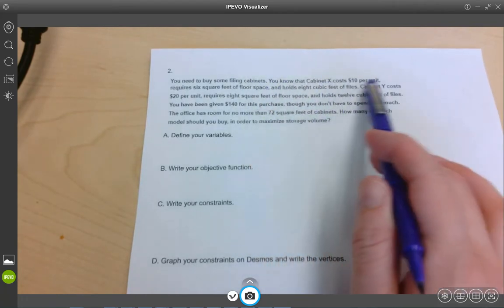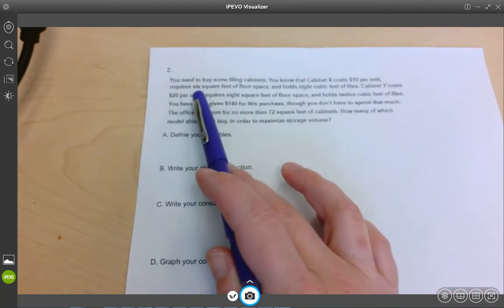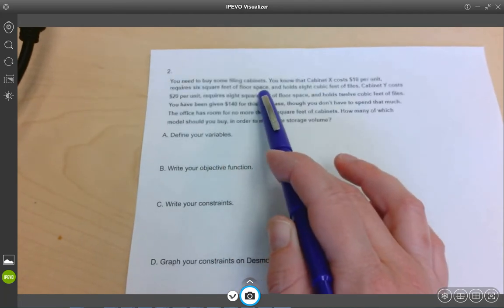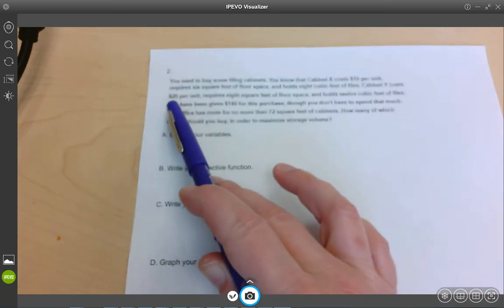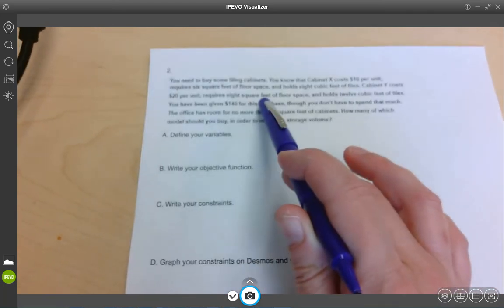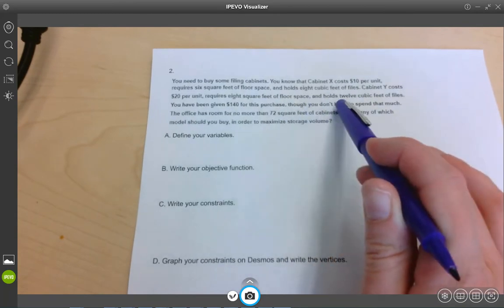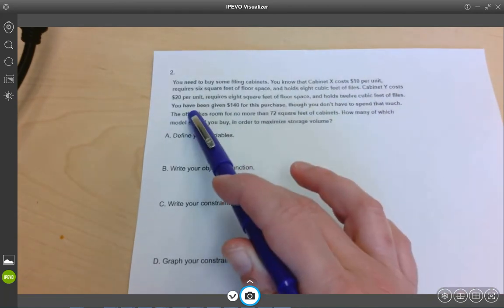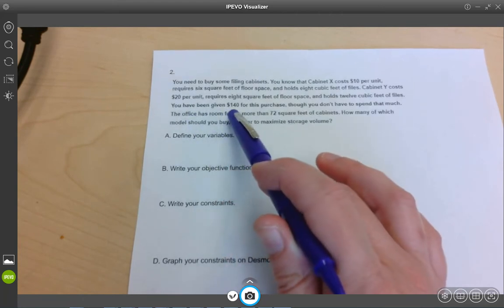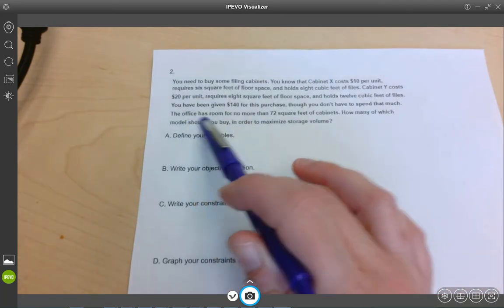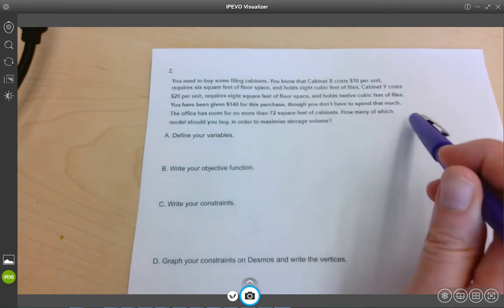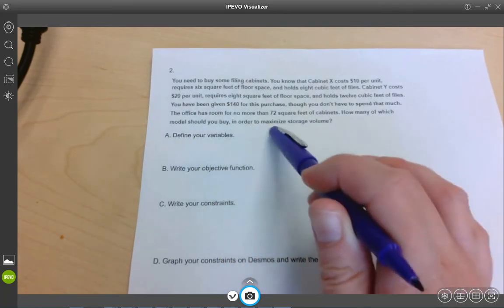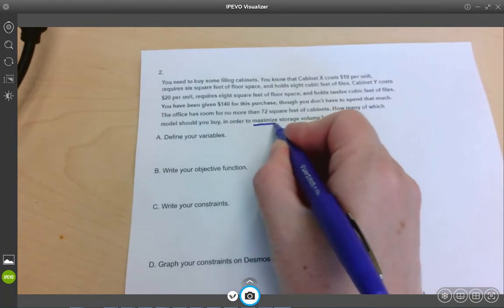Cabinet X costs $10 per unit and requires 6 square feet of floor space and holds 8 cubic feet of files. Cabinet Y costs $20 per unit, requires 8 square feet of floor space, and holds 12 cubic feet of files. You've been given $140 for this purchase, but you don't have to spend that much. The office has room for no more than 72 square feet of cabinets. How many of which model should you buy in order to maximize storage volume?